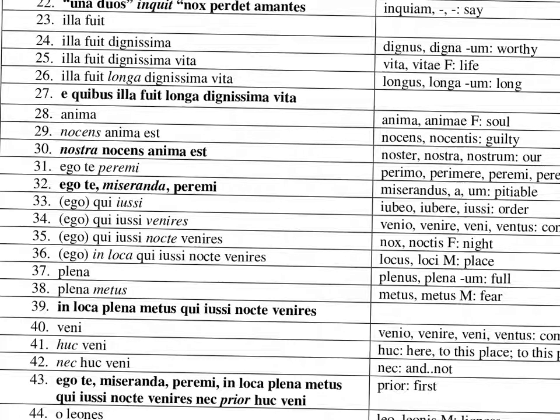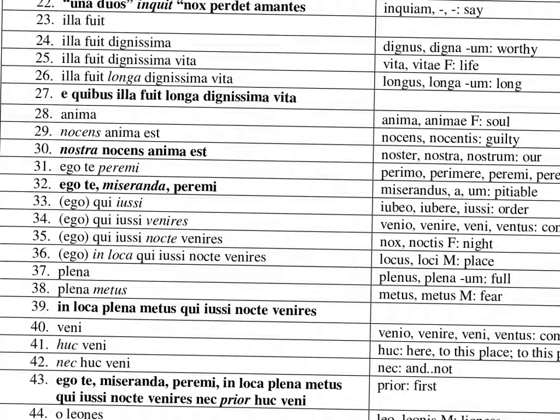This is subjunctive because he's talking about a command that he gave to her. Sounds like an indirect statement without the ut. Normally, iussi takes an accusative infinitive, but again, poets can do little things, strange things to their grammar. Okay, 35. Ego qui iussi nocte venires. Ariel. I who ordered you to come at night. Great. 36. Ego in loca qui iussi nocte venires. Kara. I who ordered you to come to this place at night. Good job. Okay, 37. Plena.